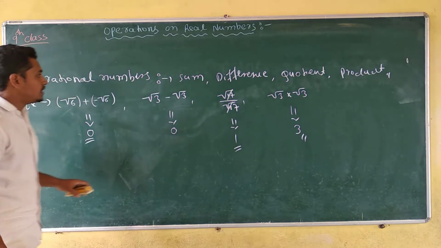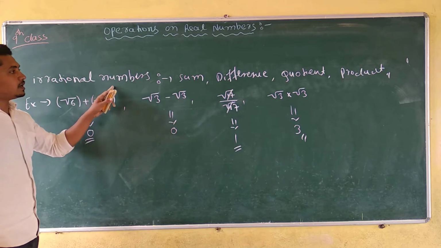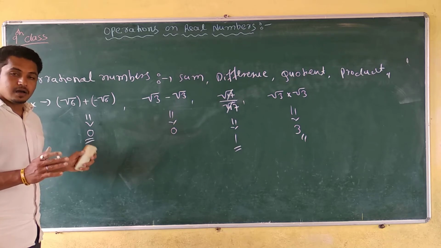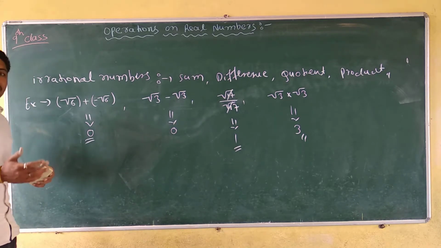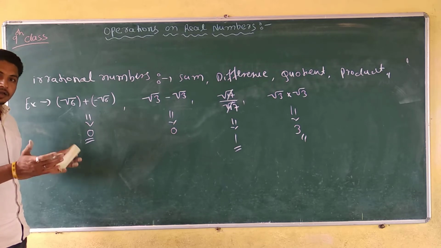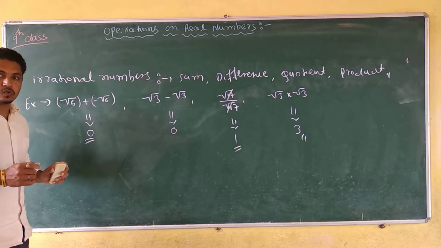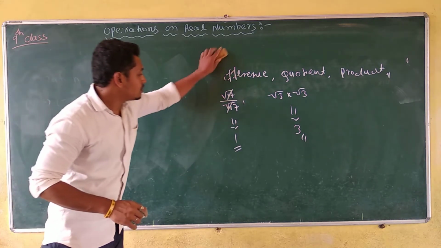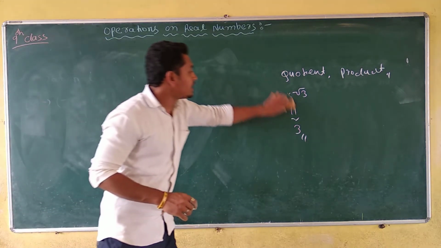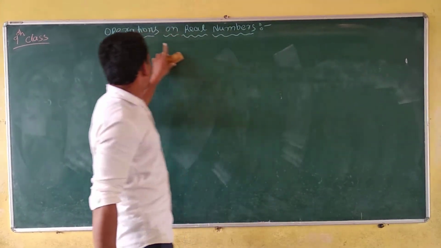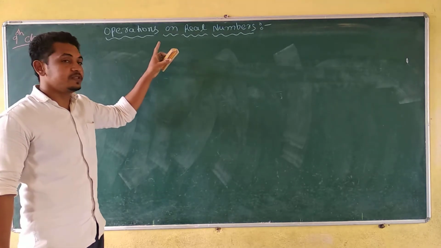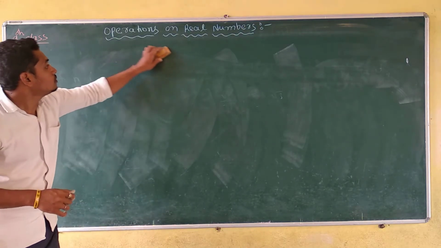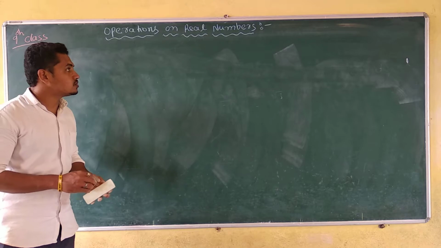Therefore, for two irrational numbers, the sum, difference, quotient and product are not always irrational. They may be rational numbers also. On this concept, the operations on real numbers, we have to solve some examples so that you understand easily.